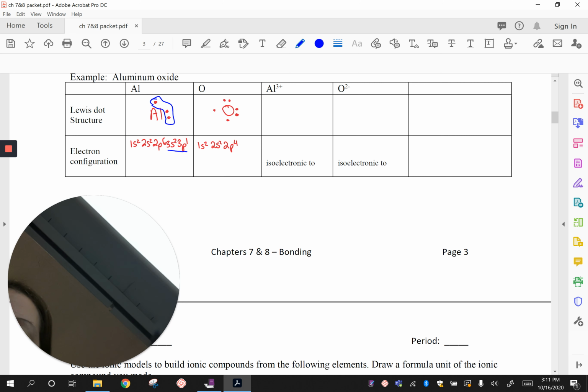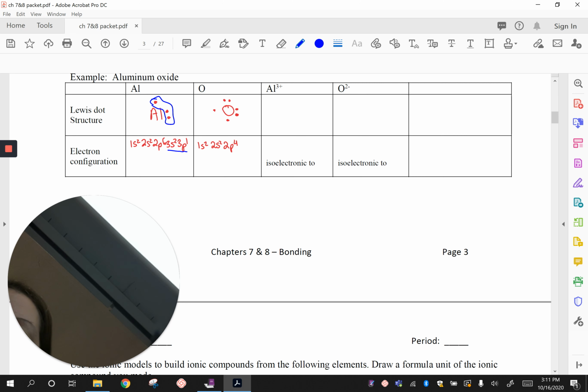So since it had 3 electrons and now it lost 3 based on that 3+, now we don't show any dots next to it, and we write 3+. For the electron configuration, it becomes 1s2, 2s2, 2p6, which is isoelectronic to neon. Let's look at the oxygen.